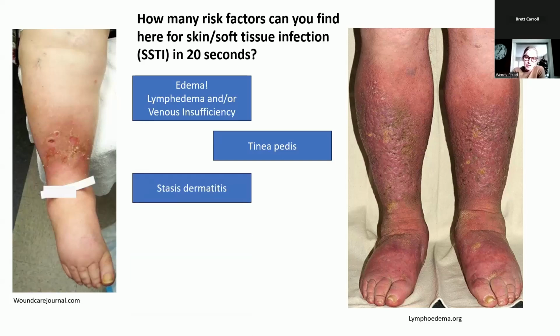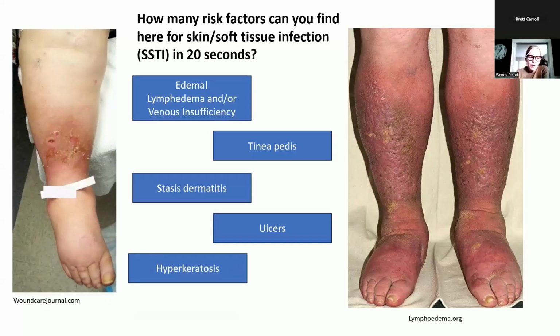These legs are likely to have, particularly the ones on the right, stasis dermatitis from their chronic swelling. And so we see a lot of skin complications of chronic venous insufficiency, which travels with lymphedema. Ulcers as well can be a common complication. And then with more advanced forms of lymphedema and stages of lymphedema, you'll see other skin changes like hyperkeratosis, dryness, cracking. All of these things add up to enormous risk in these legs for skin and soft tissue infectious complications.